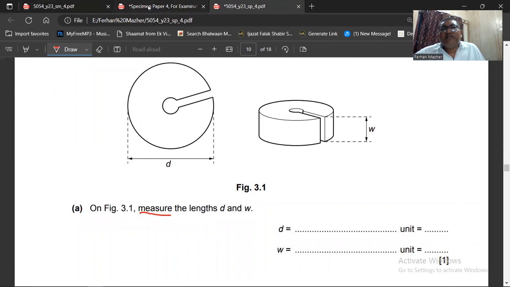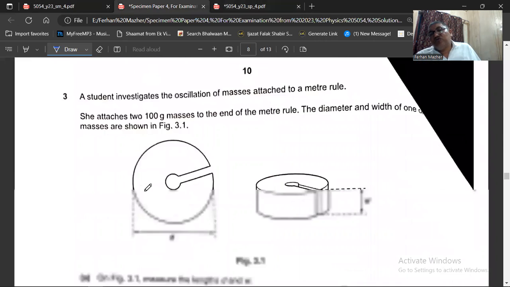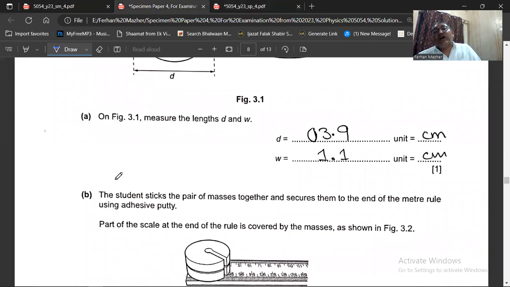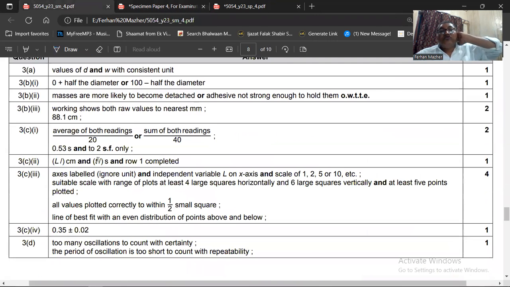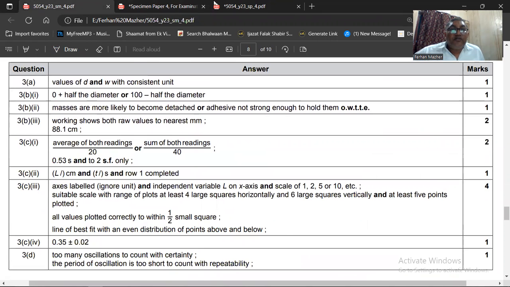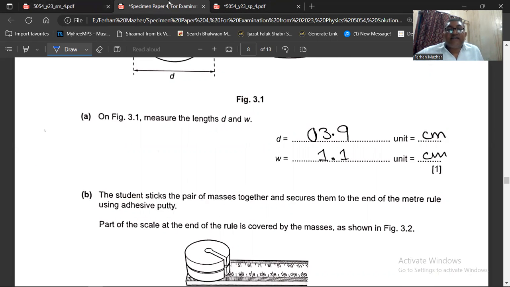I think you can measure them in centimeters, or if you want, you can measure in millimeters. So I have measured it, and the diameter is 3.9 centimeter, and the width or the thickness is 1.1 centimeter. So that's question number 3 showing up on your screen. So my answers are these.